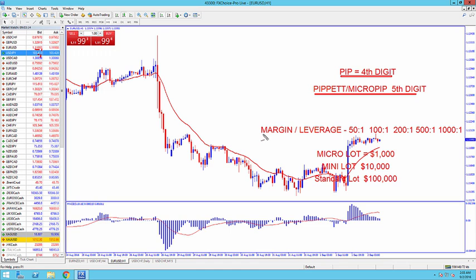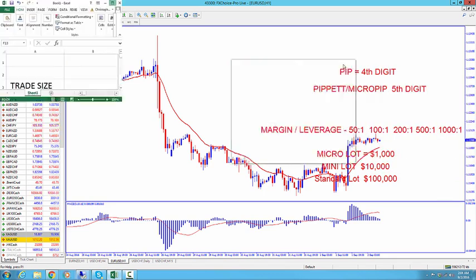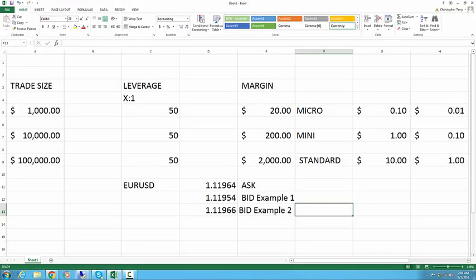We're going to look today at margin levels, trade size, and how it all works out. I have a spreadsheet that I want to pull into the video. Okay. So let's look at what we have here.